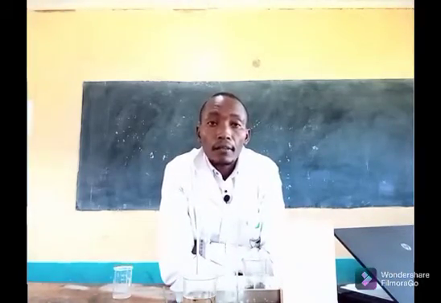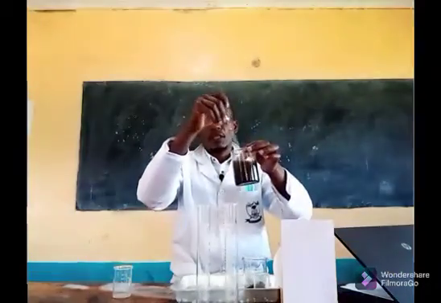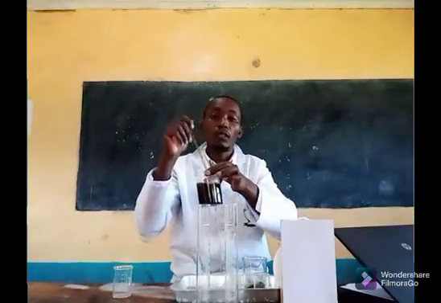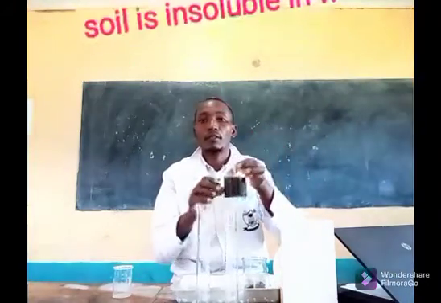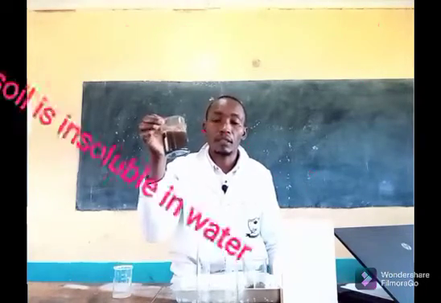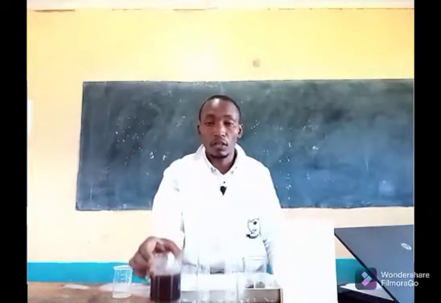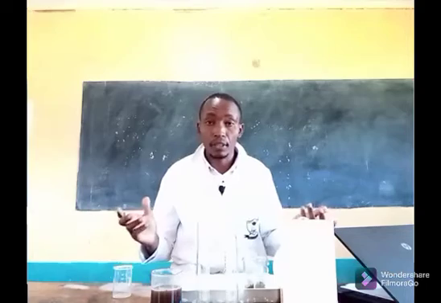So where do I start? I want to start with the mixture. Of course, I have made a mixture of soil and water. As you can tell, the solid in there is insoluble. Soil is insoluble in water. So how can I separate these? Either I use decantation or I use filtration. I'm going to start with the decantation.